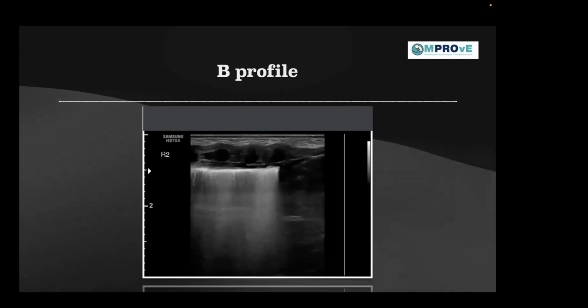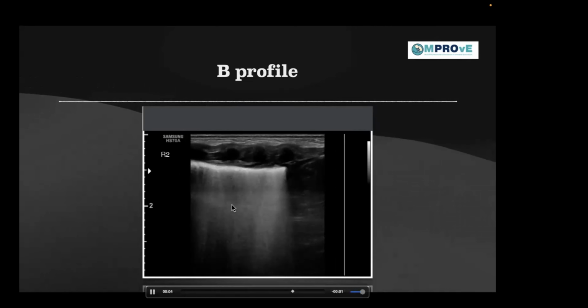So that's B profile. As you can see here, you can't see any spaces in between. That's your B profile.